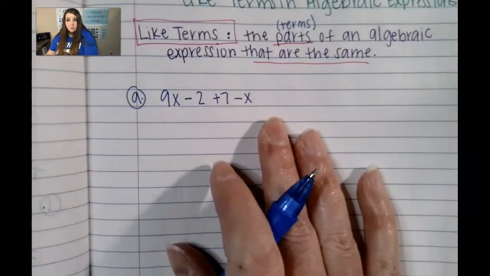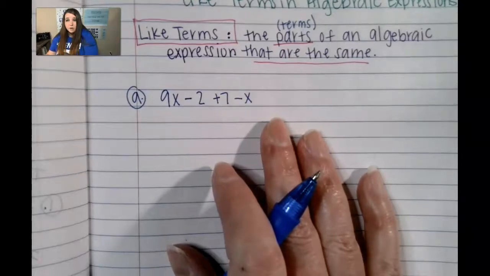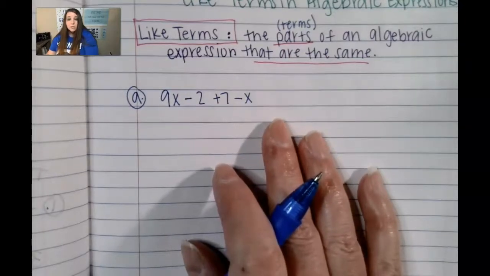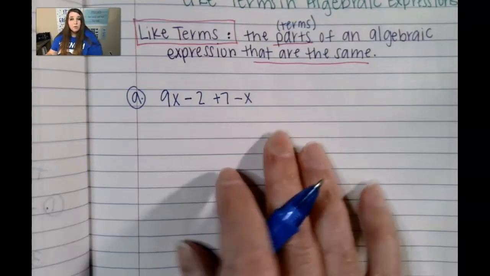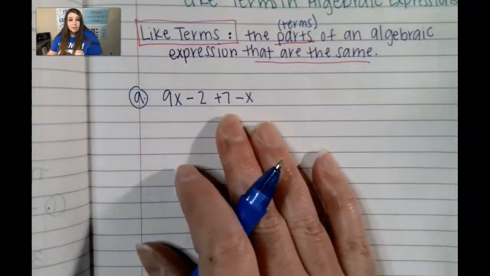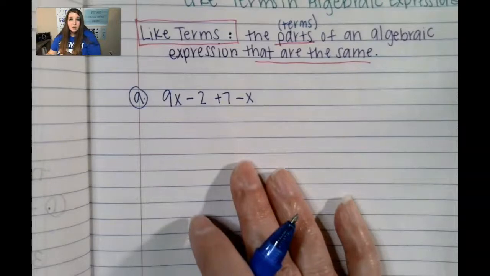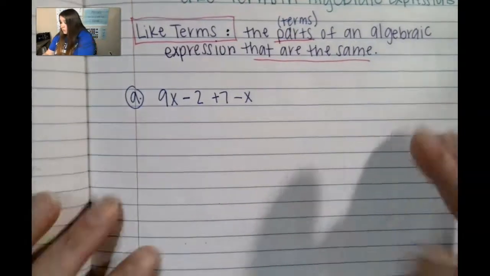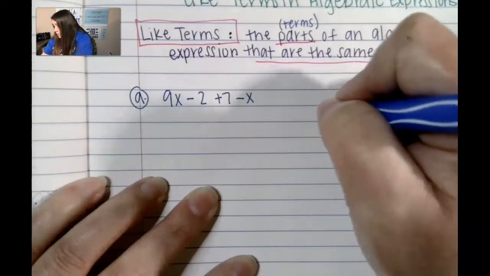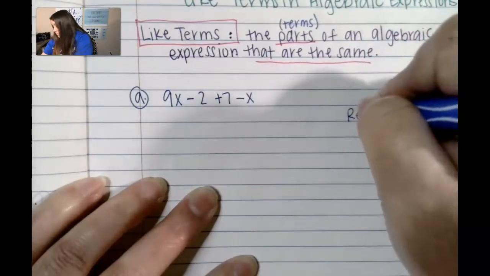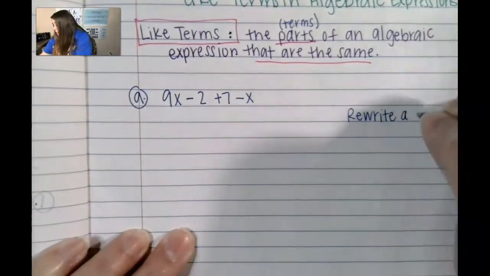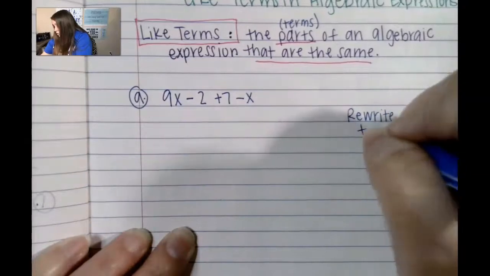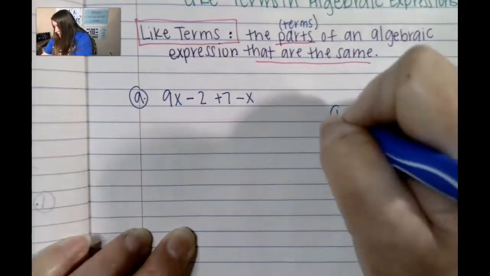In order to be able to find the terms or the parts that are the same, our job first is to rewrite this so that everything looks like addition. Remember when we were learning about integers, I took away subtraction? That is following us now into algebraic expressions. So the first step here is going to be to rewrite. We're going to rewrite it as a sum of terms. Okay, so that is step 1.